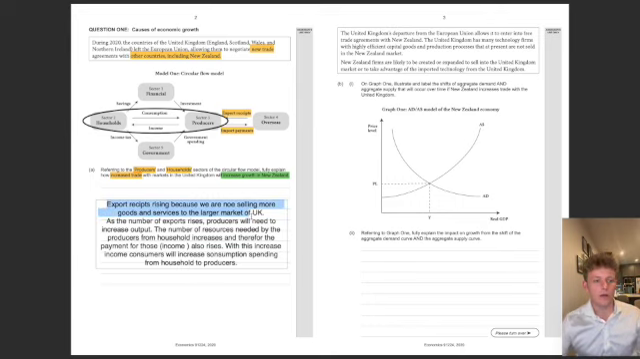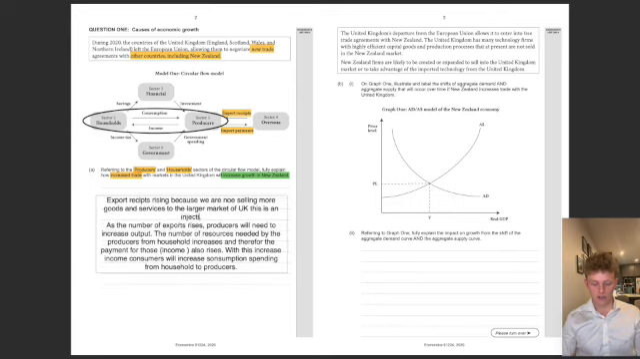So here is our first sentence, which is export receipts rising, right? In fact, we can say this is an injection into the economy. Right, so there's an injection into the economy, export receipts. This causes output to rise. We always want to be saying the word output when we talk about growth from the circular flow. Output is rising. The number of resources needed by the producers to produce that increased output is rising.